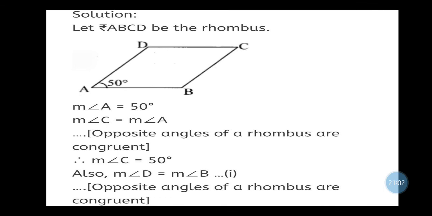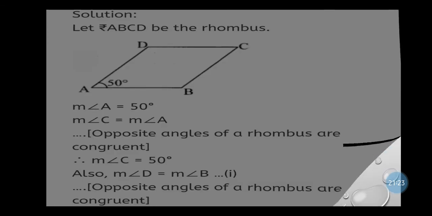So out of the 3 angles we have found one angle, that is angle C is 50 degree. Now let's find the remaining 2 angles. If one angle is known, we will know automatically the other. Measure angle D is equal to measure angle B. Let's give it as equation 1 because opposite angles of rhombus are congruent.